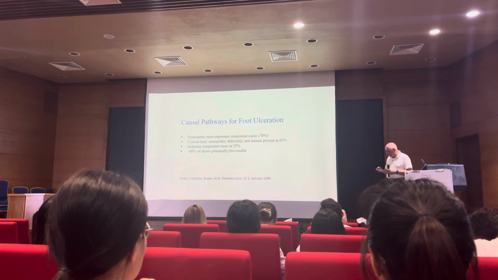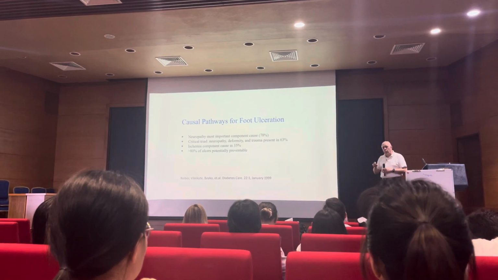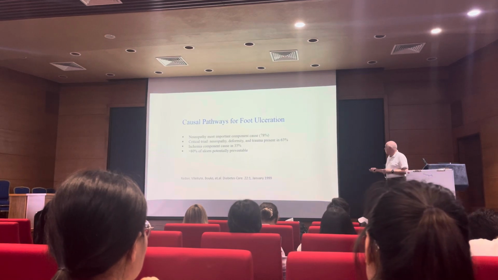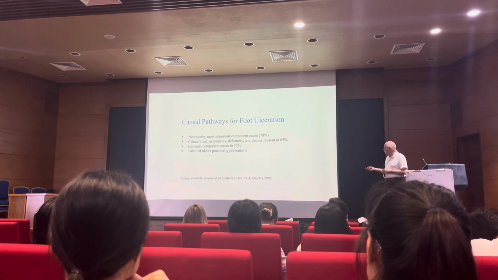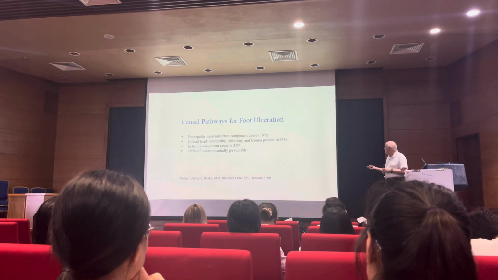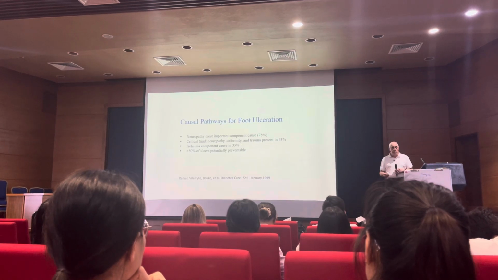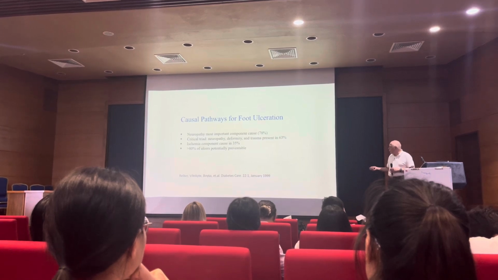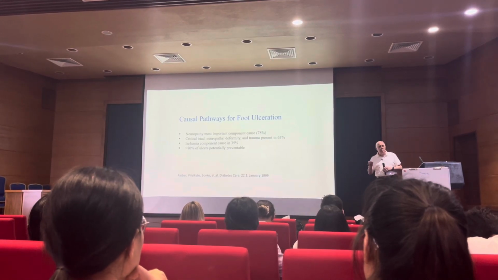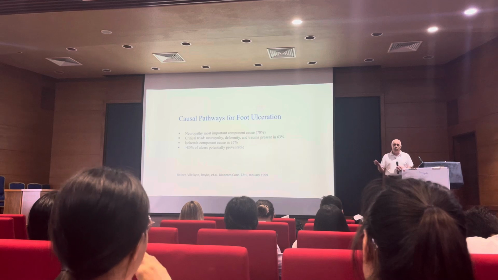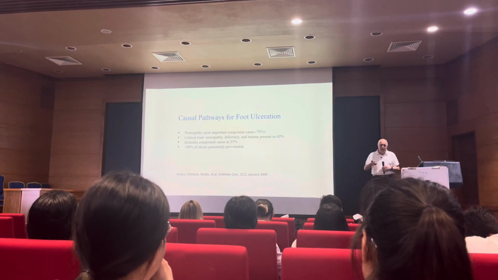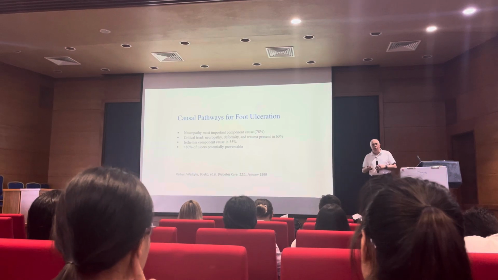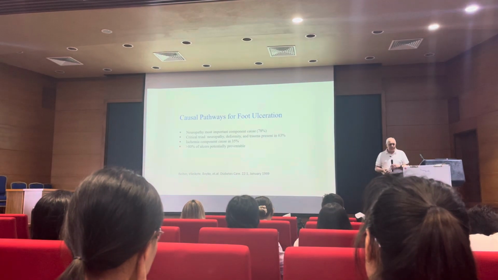And this is it. The causal pathway for foot ulceration: the most important component cause is peripheral neuropathy, almost 80%. But the critical triad is neuropathy, deformity, and trauma, which was present in over 60% of these patients. This is also a very important statistic, that over 80% of these are totally preventable by good preventative care, education, appropriate shoe gear, things like that.